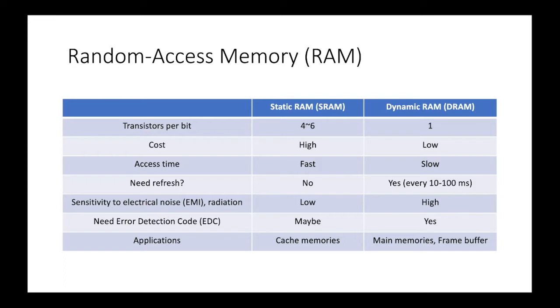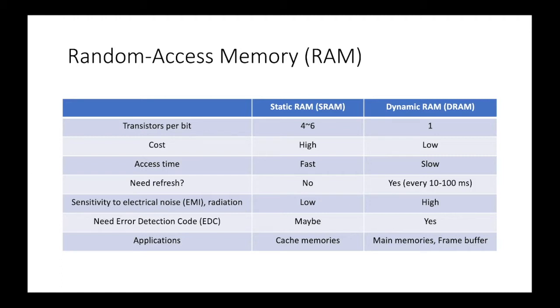SRAM uses 4 to 6 transistors to build a single bit, while DRAM uses only a single transistor. Therefore, SRAM is quite more expensive than DRAM. In terms of performance, SRAM is a lot faster than DRAM, and SRAM does not need refresh. DRAM needs a refresh every 10 to 100 milliseconds, otherwise they lose data.